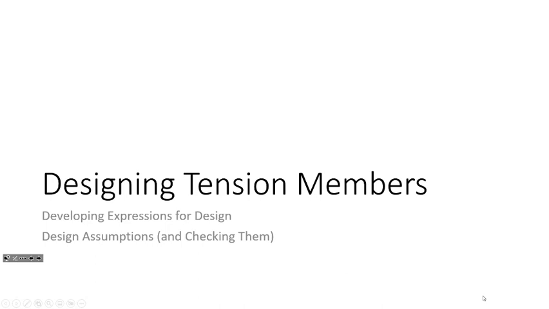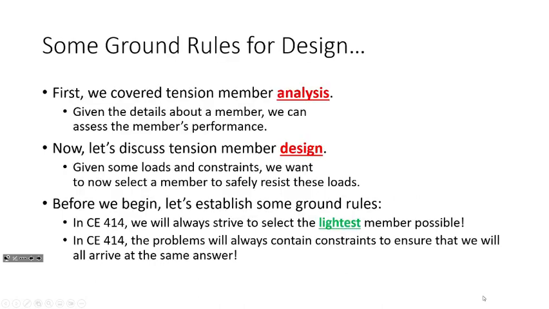Some of this is mechanistic and derivable. Some of it is rule of thumb, okay? And let's just sort of think about it. I think we're in a good headspace right now before we end today to think about this, because we just did a tension member problem. So some ground rules for design, okay?